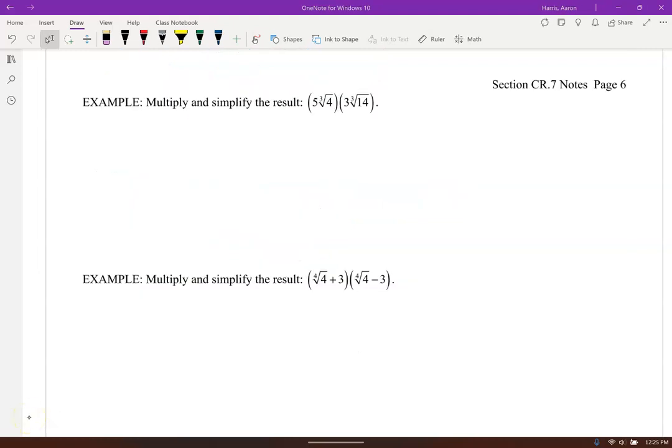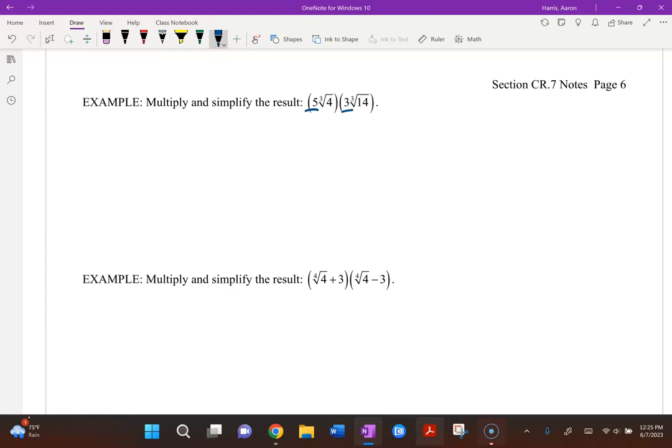So what I'm going to do here when I'm multiplying, notice the 5 and the 3. I can multiply those real numbers on the outside, and then both of them are third roots. I have a third root of 4, I have a third root of 14. So I can put those together, the 4 and the 14.